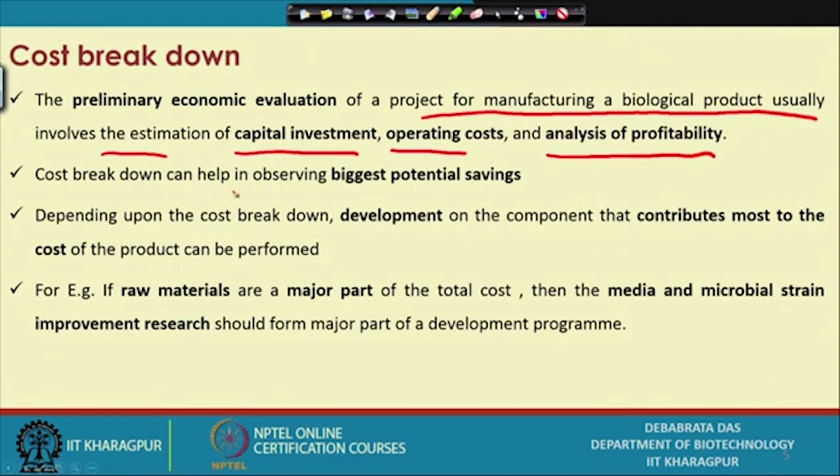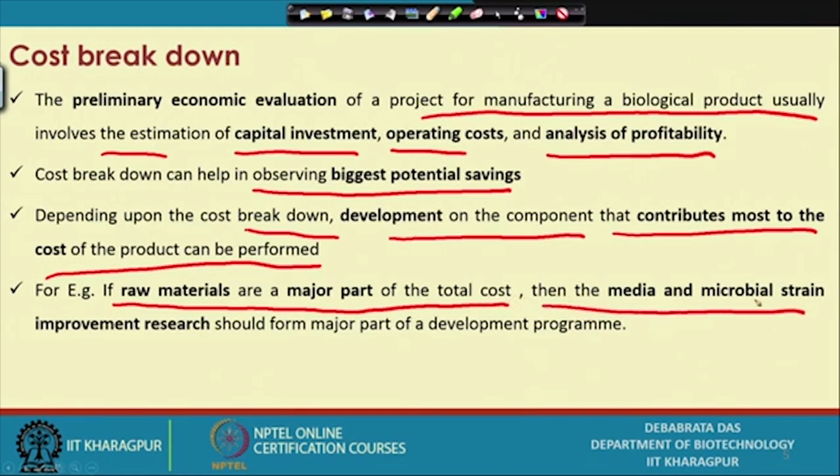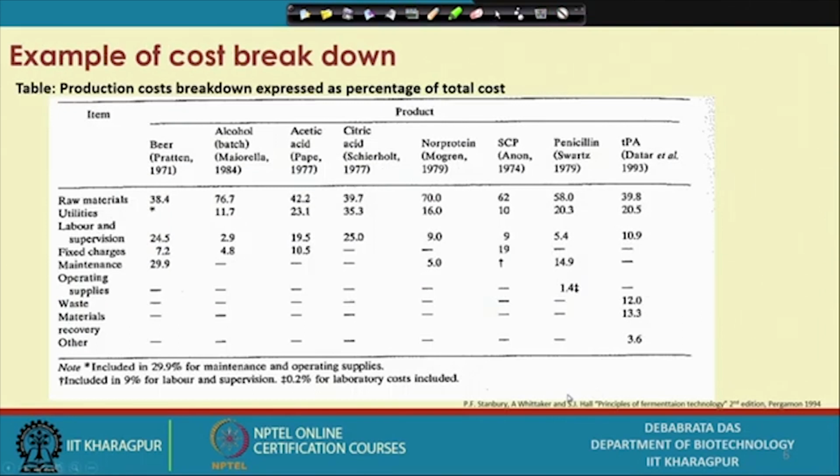Cost breakup can help in observing the biggest potential savings, and depending upon the cost breakup, development of the component that contributes most of the cost of the product can be performed. As for example, if the raw materials are a major part of the total cost, then media and microbial strain improvement research should form a major part of a development program. So, you have to find out which plays a crucial role in the cost distribution.